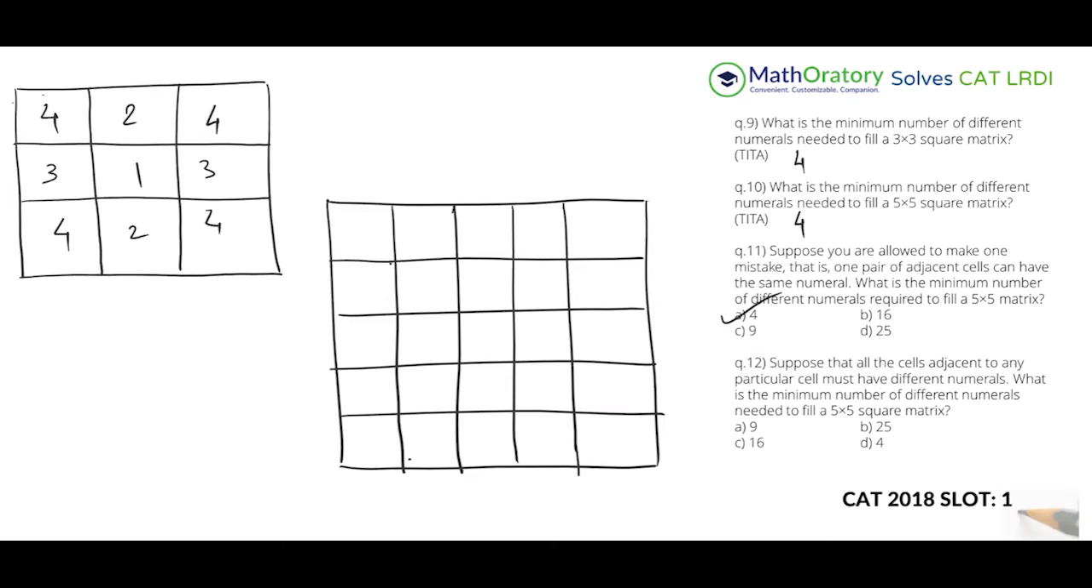Again, let me start from the center part. If I start with the center 3 cross 3, each of these cells must have different numbers, because if you think about this center, all of these are adjacent to this particular cell, right? And it says that they must have different numerals. I mean, all different to this number as well as different to each other. Everything has to have a different numeral.